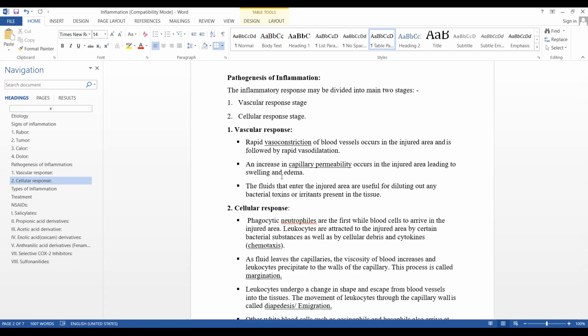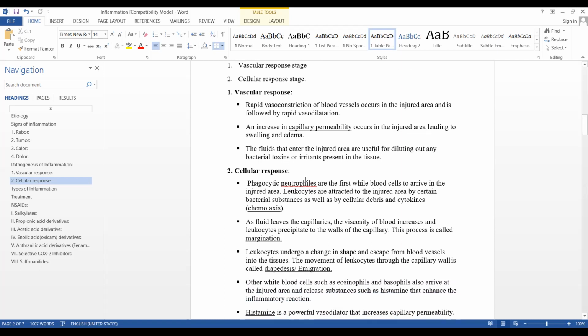The fluids that enter into the injured area are useful by diluting. For what purpose is that fluid useful? This fluid dilutes the bacterial toxins and irritants present in the tissue. Are you getting that?